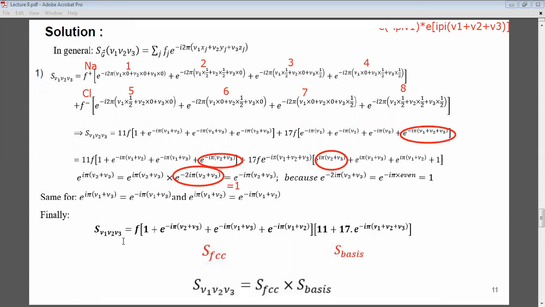So I get S(v1, v2, v3). I take common 1, so I have 1 plus this. I will take all this thing here.